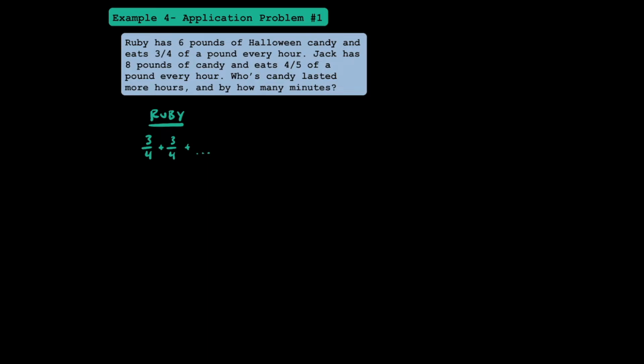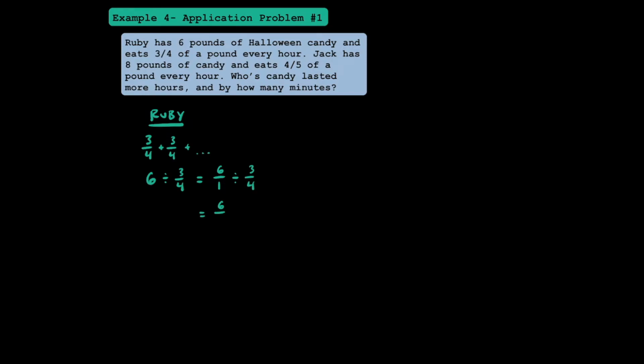Instead of repeatedly adding 3/4 to see how many times it fits inside of 6, let's just do 6 divided by 3/4 to find out what it is exactly. 6 divided by 3/4 will let us know how much time it's going to take her to run out of candy. Rewritten, we're going to write 6 as 6 over 1, and we're going to keep the 3 over 4 for just a second here.